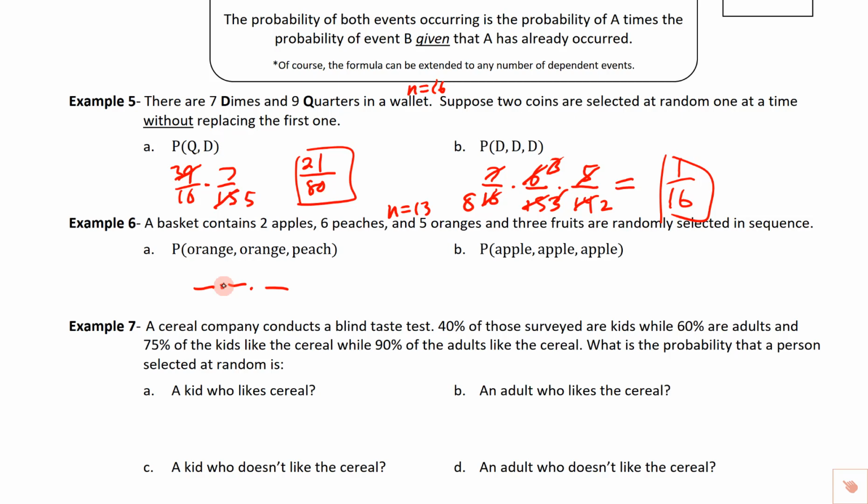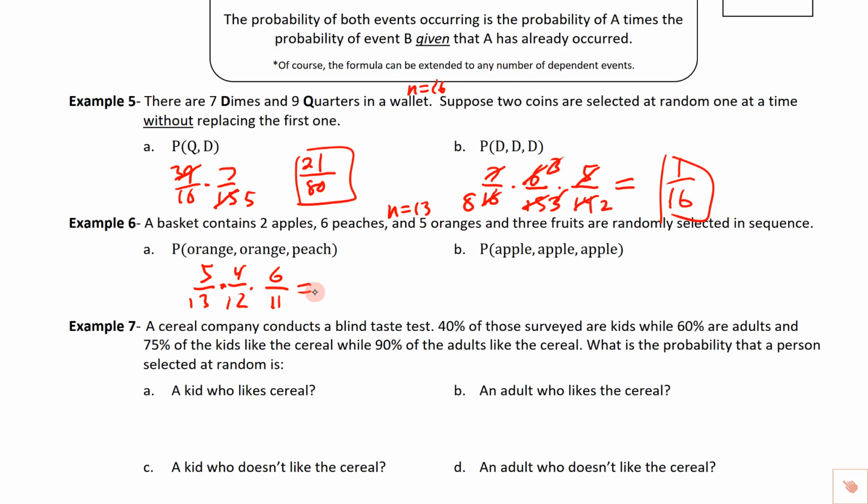Okay, Abby, that first orange, how many oranges are there to choose from? 5. And how many fruits are there altogether? 13, yep. Okay, second orange, Keely. 4/12. 4/12, very good. And Megan, how about that peach? 6 out of 11, okay? And then you can do some simplification from there.